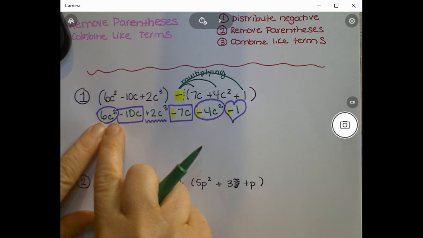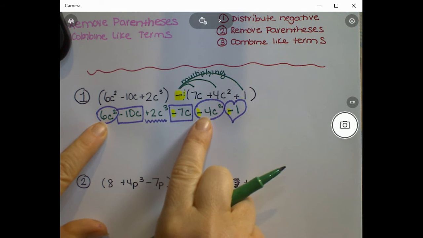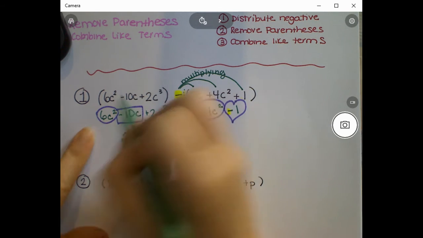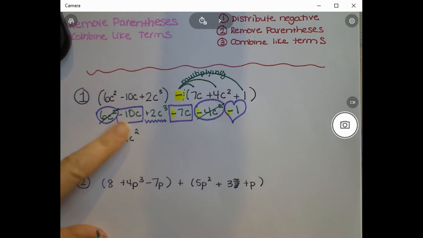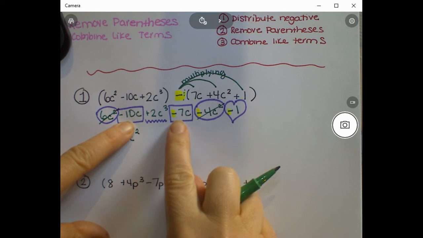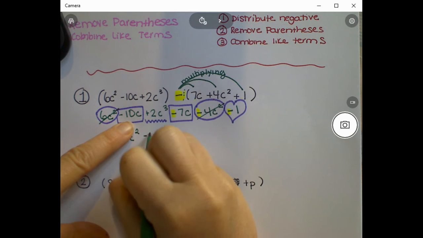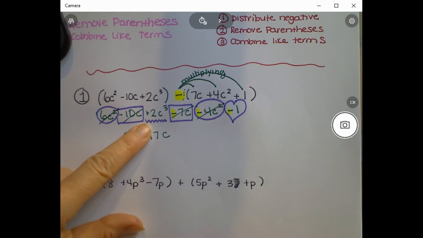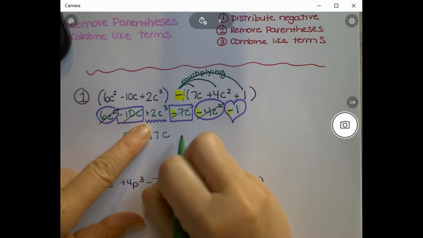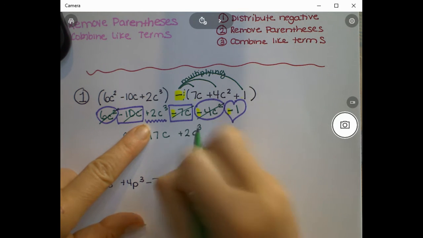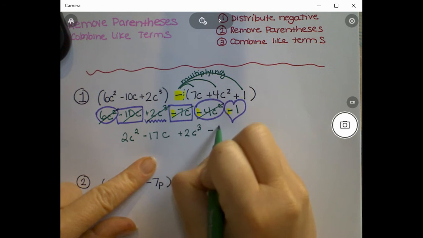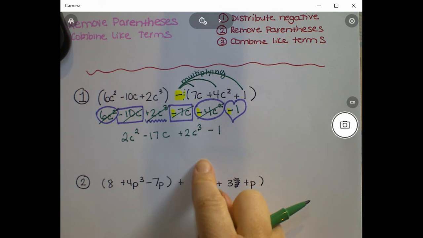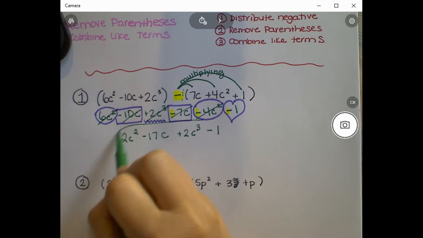So we have 6c squared minus 4c squared will be 2c squared. We're done with those. Negative 10c minus 7c is negative 17c. We have 2c cubed, and it has no friends. And we have minus 1, and again, it has no friends. So this answer is actually a valid answer. I would circle it and say, hey, you're good.